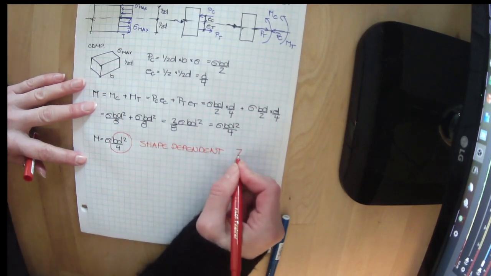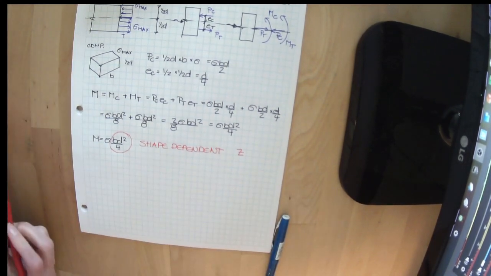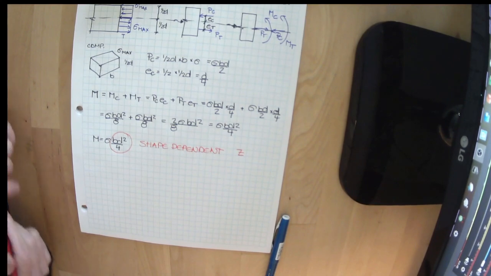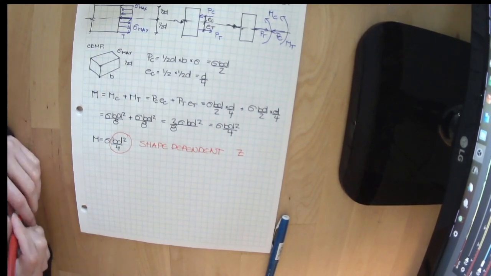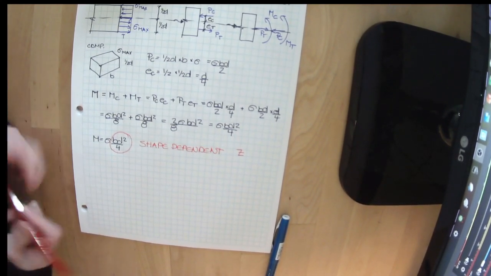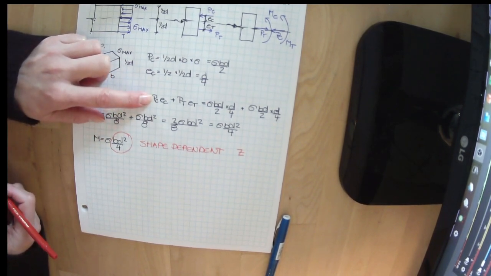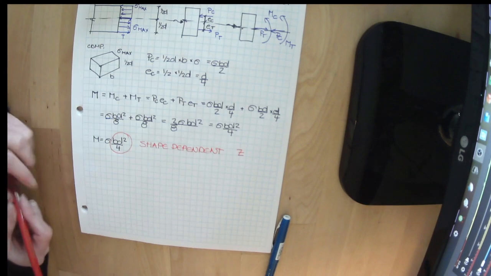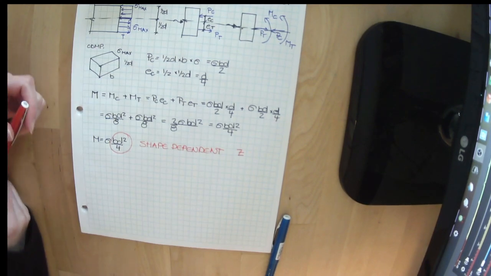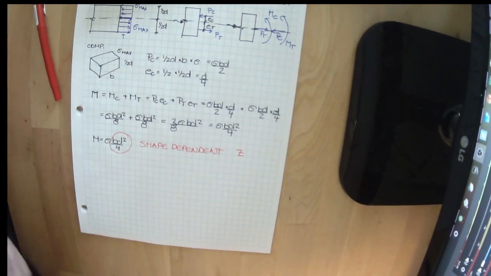Let's call this one Z. So instead of S, we're going to call it the plastic section modulus Z. Why not P? Well, how annoying would it be to throw another P into the mix? So let's call this Z. So we've got a new shape property.